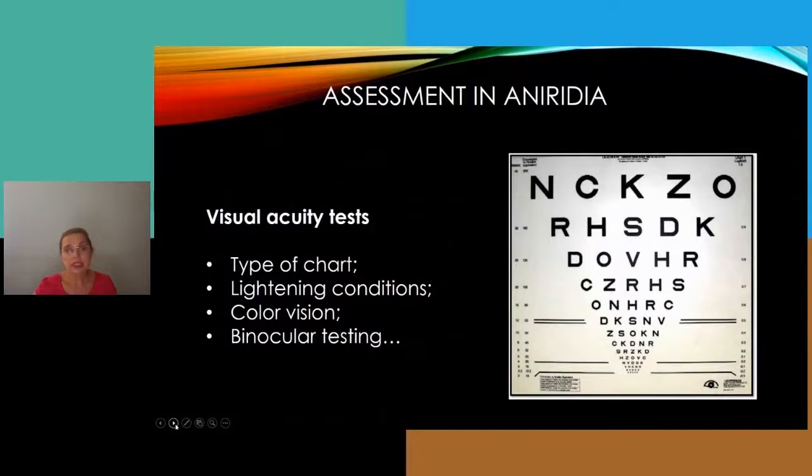Last but not least, I would like to point out that testing visual acuity may not be standard in patients with aniridia, because we need to select the proper type of charts. We need to pay attention to the lighting conditions. They should be constant, by the way, in order to have relatively good repeatability of our results. And sometimes because of nystagmus, we need to break our general rules and test visual acuity binocularly.